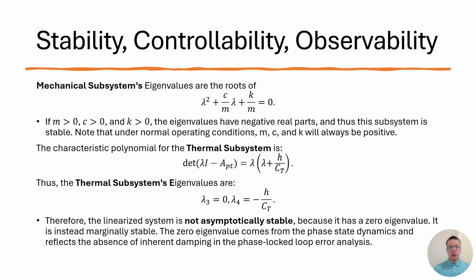Stability was found to be only marginally stable because although the mechanical subsystem's eigenvalues were always going to have negative real parts, since M, C, and K are always going to be positive in normal operating conditions, the eigenvalues for the thermal subsystem did have a 0 eigenvalue. Therefore, that makes it not asymptotically stable, but the entire system is only marginally stable.